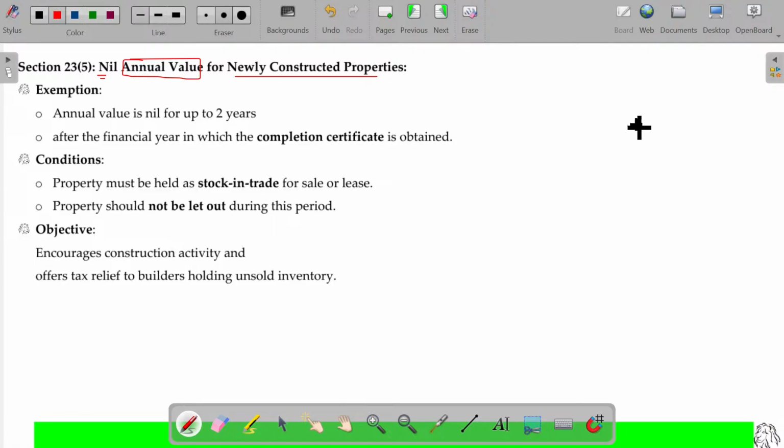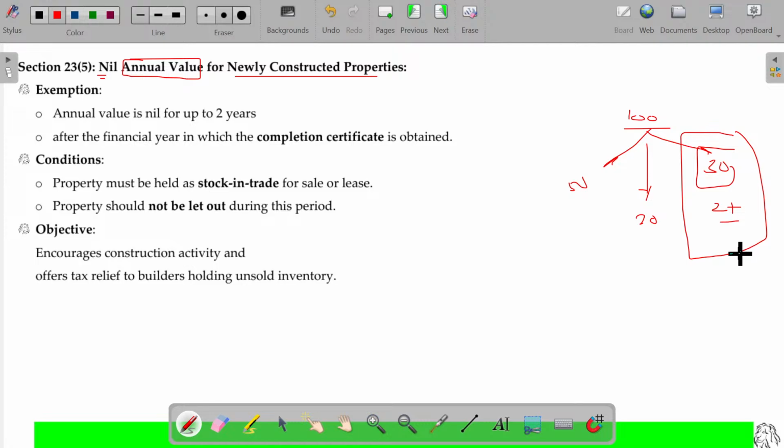Is that okay? Already I explained: 100 flats were constructed, 50 sold, another 20 booked, supposed to be saleable. 30 remain unsaleable. If they remain unsaleable for more than 2 years, then from the beginning of the third year, for all the 30 houses, you have to find out the income from house property on a deemed to be let out basis, and you have to pay the tax on that. Is that clear? So up to 2 years, nothing will be taxable. So annual value is nil for up to 2 years.